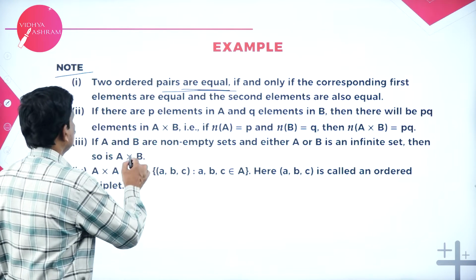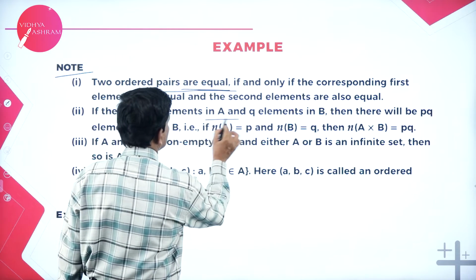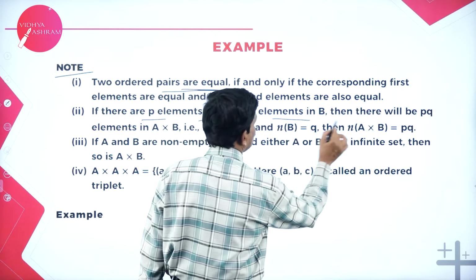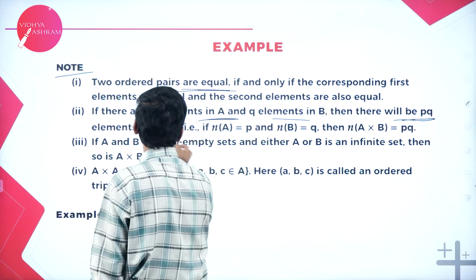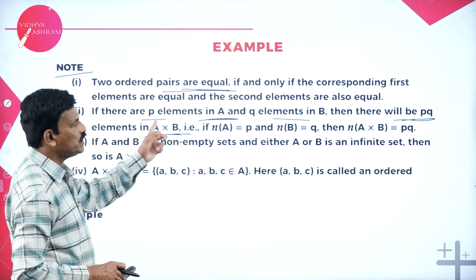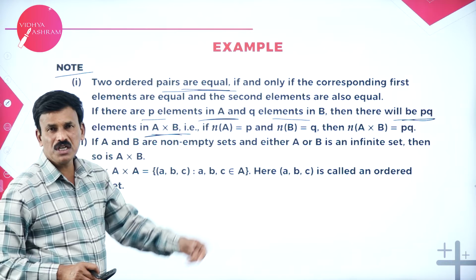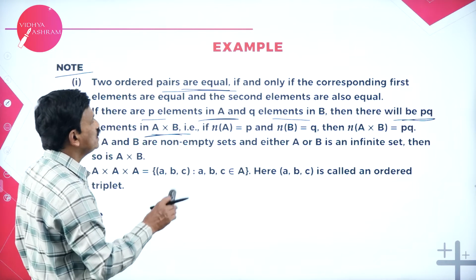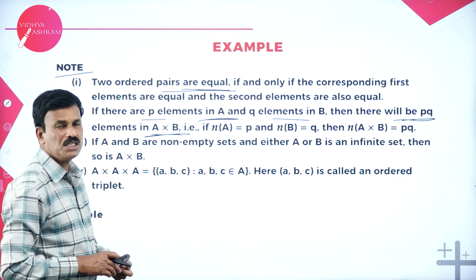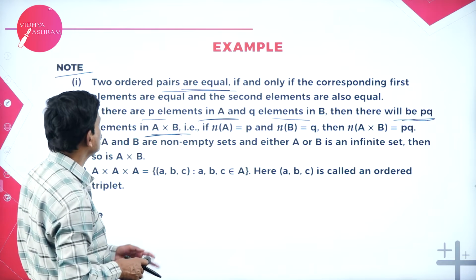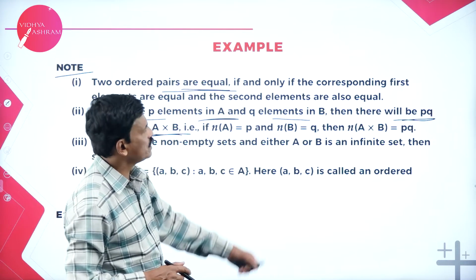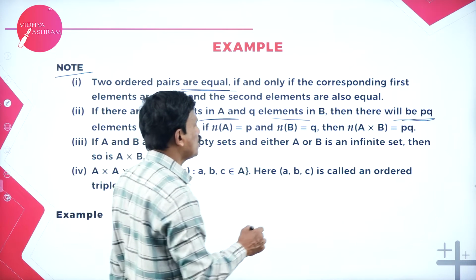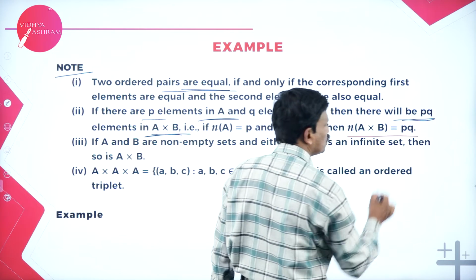Okay. So if there are P elements in A and Q elements in B, there will be P into Q elements in A cross B. If there are P elements in a set A and Q elements in a set B, then A cross B will contain P into Q elements. That means if the number of elements in the set A is P and the number of elements in the set B is Q, then the number of elements in A cross B is equal to P into Q.